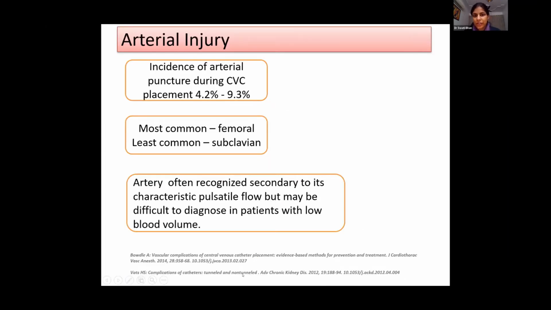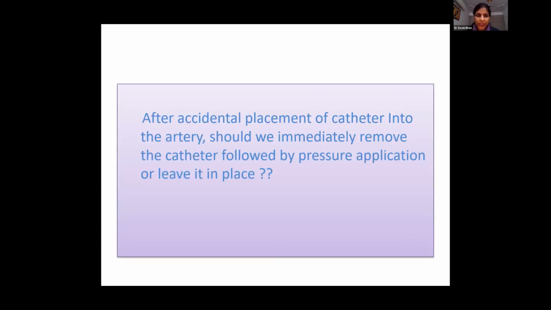Coming to the arterial injury, the incidence of arterial puncture during a central venous catheter placement is about 4.2 to 9.3%, and it is most commonly seen while we put the central venous catheters in the femoral lines. The artery is often recognized secondary to its characteristic pulsatile flow, but in patients with low blood volume, it may be difficult to diagnose.